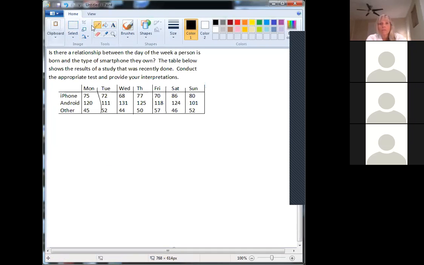Okay, so here's the question. Is there a relationship between the day of the week a person is born and the type of smartphone they own? Okay, those people who believe in astrology might think there's a big thing, right? Because the day of the week you were born should determine your whole life, right? Okay, that might be the astrological symbol or something like that. Okay, a table below shows the results of a study that was recently done. Conduct the appropriate test and provide your interpretations.